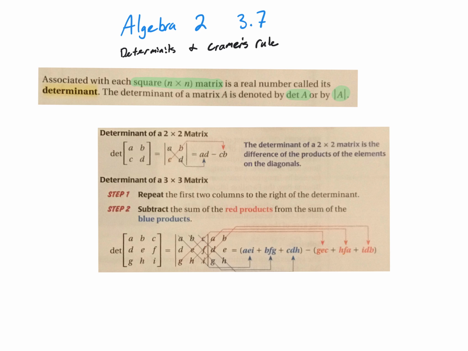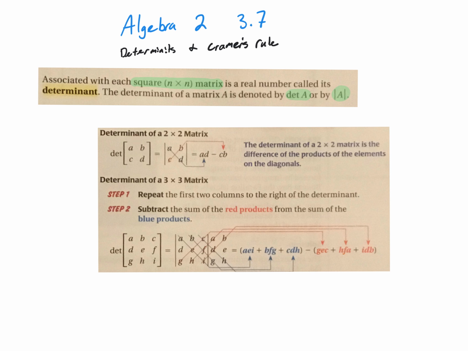Now in 2x2s, it's fairly simple. It's just the product of the main diagonal, and then you subtract the product of this upward diagonal from that. So AD minus CB. Okay, so those are not too bad. Those don't take long at all.